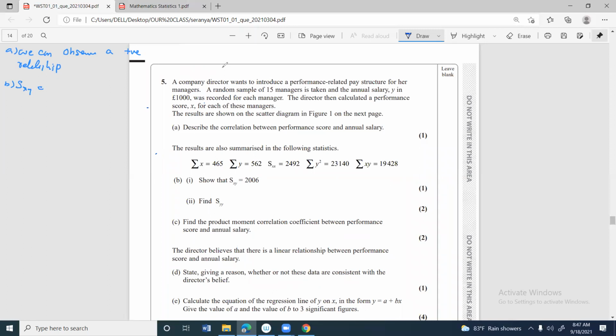Okay. Right. Then the results are summarized below so that SXY equals 2006. The SXY formula is summation of XY minus summation of X into summation of Y, divided by N. Summation of XY we already knew, 19,428, minus summation X is 465 into 562, and this is done among 15 managers, so it should be divided by 15. So simply this works out to 2006. If you are sure about the substitution, nothing to worry about, you just put 2006 without spending time on that. So B1.